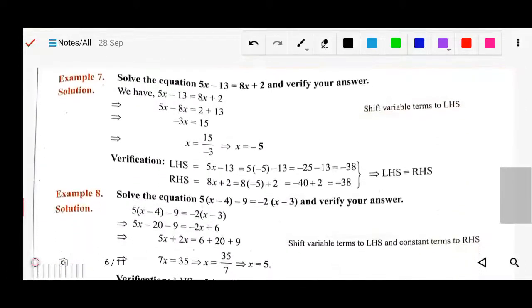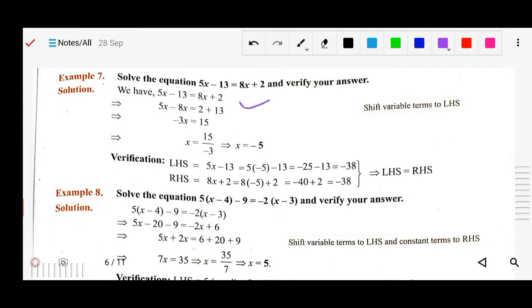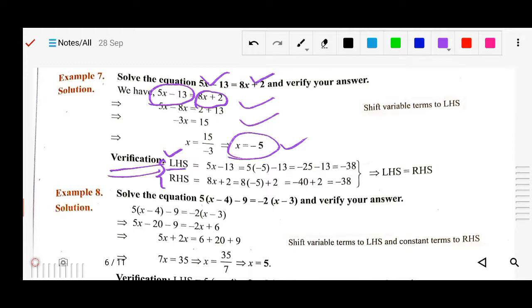Suppose we have solved this equation and got the value of x. Now we can verify by comparing the left hand side and the right hand side. This is the left hand side, this is the right hand side. Are both equal or not? First we find the value of the left hand side, 5x minus 13.